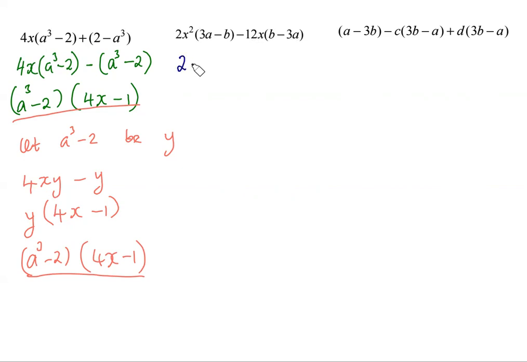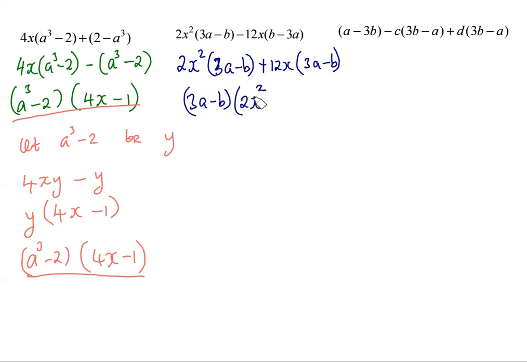So we're going to say it's going to be 2x squared, 3a minus b. Then here plus, we are changing the sign here, 12x in bracket, 3a minus b. Then what are we going to have here? We factor out 3a minus b. 3a minus b is common. Then you're left with 2x squared plus 12x.